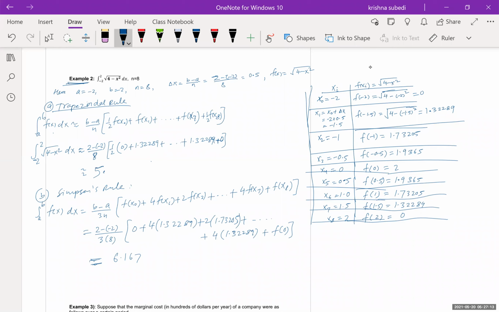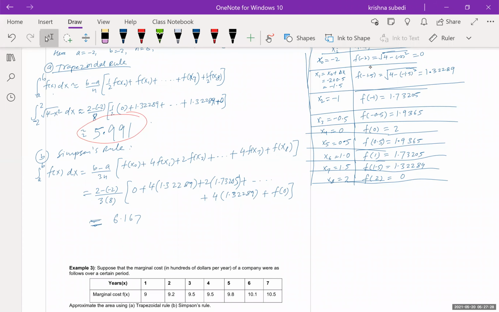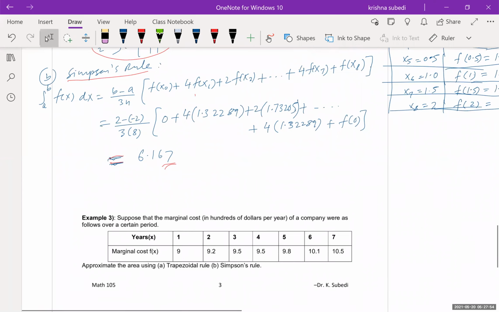That means the answer must be correct because it is very difficult to get the same wrong answer. So it is 5.991. That is your approximate value for the integral using the trapezoid rule. For Simpsons rule, again, I just copy the formula and plug in the values, and you guys already got the answer, which is approximately 6.167. And I trust that this is the correct answer because so many of you got the exact same answer. I trust that the calculation is correct.